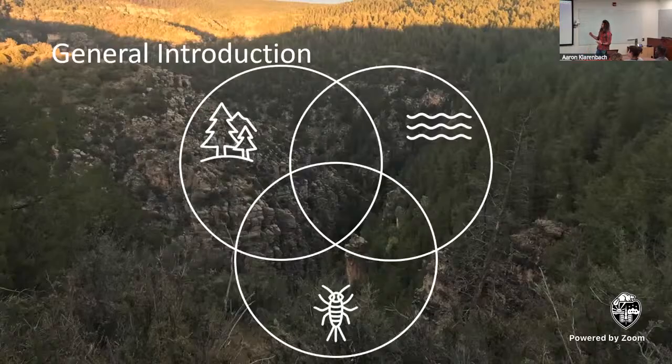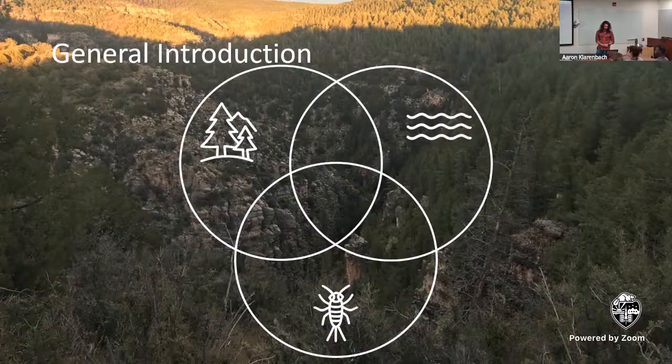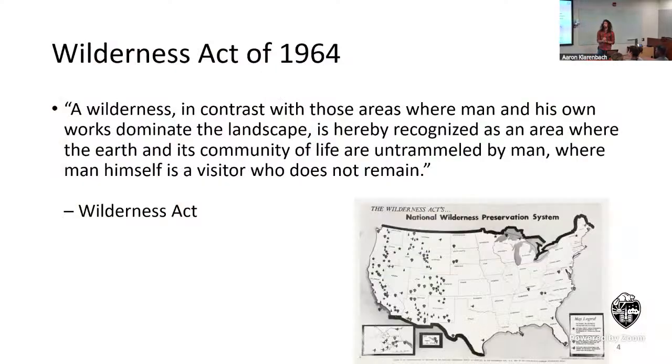All right, so there's going to be 3 themes that tie together my talk today, as Dave introduced earlier. It's going to be wilderness, water, and aquatic macroinvertebrates. So to start off the talk, I'd just like to share a small passage from the Wilderness Act of 1964, the definition of wilderness. So wilderness, in contrast with those areas where man and his own works dominate the landscape, is hereby recognized as an area where the earth and its community of life are untrammeled by man, or man himself is a visitor who does not remain.